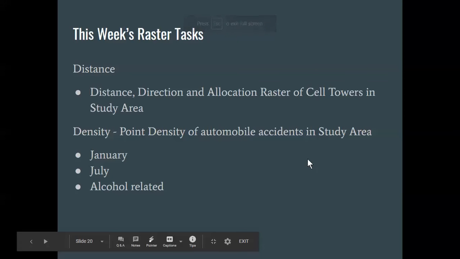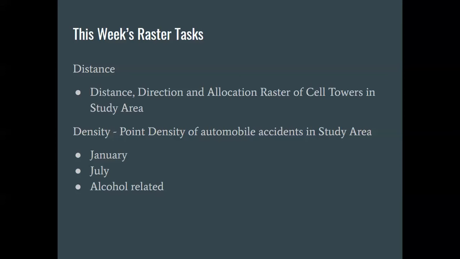Okay, this is the last of the videos for week 3, moving into week 4. In this case, what we're going to be doing is our density analysis in ArcGIS Pro. We're going to be looking at automobile accidents and their occurrence. We're going to be comparing January to July, and then we're going to be looking at alcohol-related versus non-alcohol-related. And so again, very straightforward process.